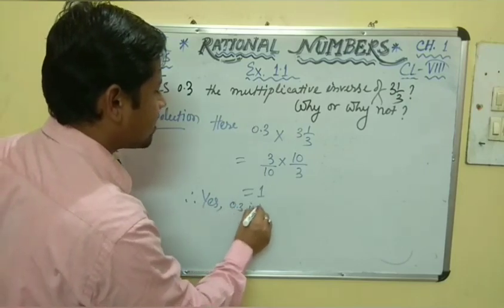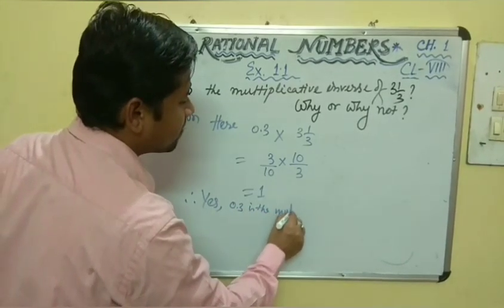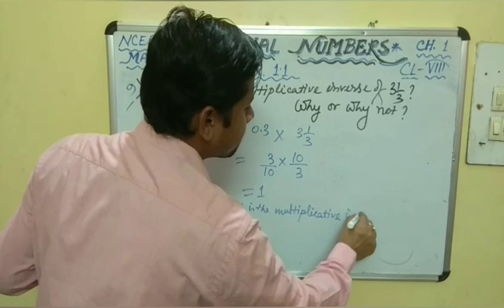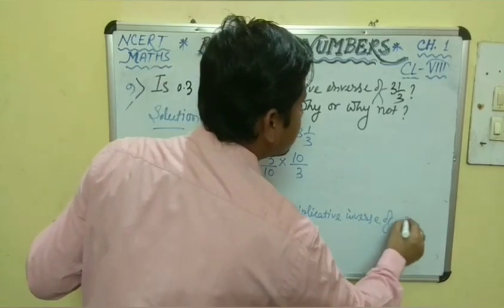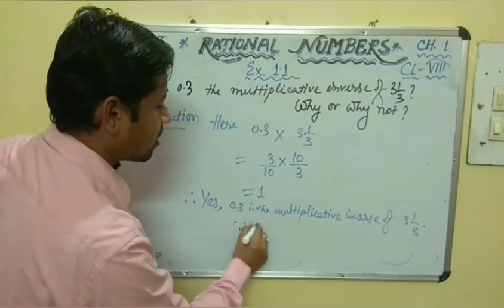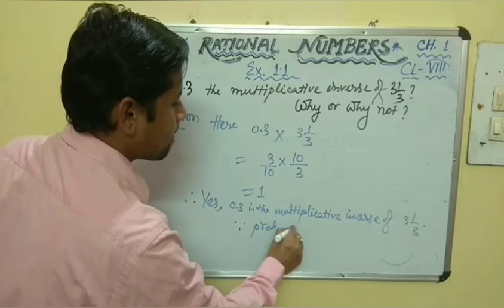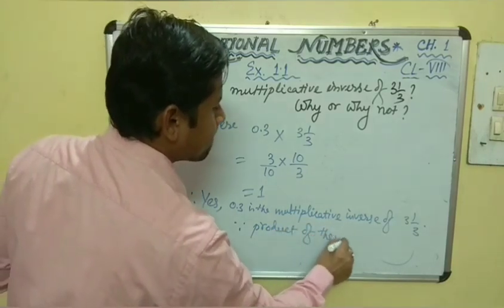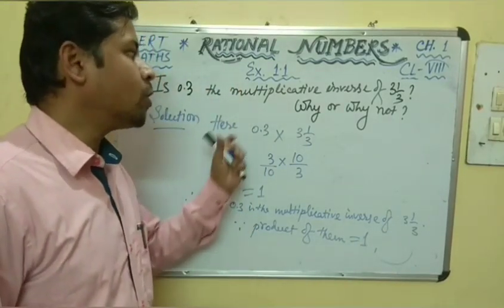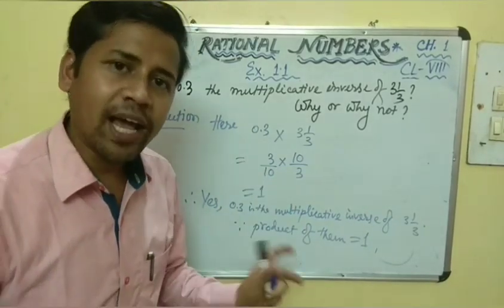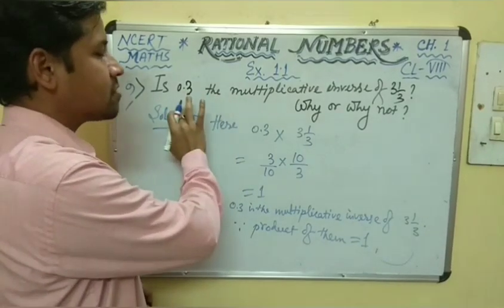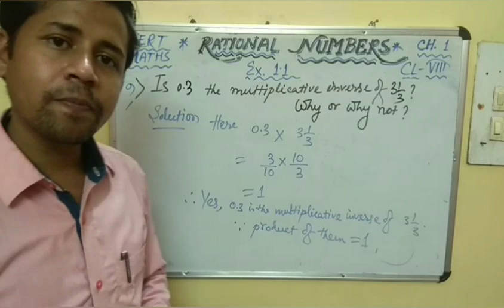0.3 is the multiplicative inverse of 10 by 3, or the inverse of 3 is 1 by 3, because the product of them equals 1. If the product of them is 1, then we can say that both of them are the multiplicative inverse of one another. So the product is 1, that's why the answer will be yes. And the cause is the product is 1.